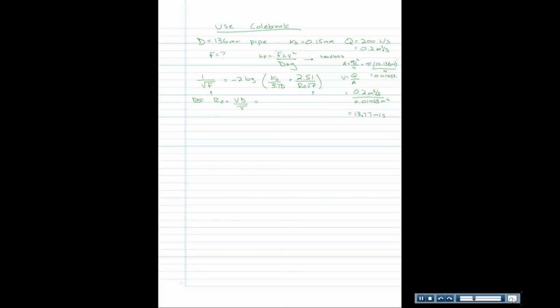The velocity is 13.77 meters per second. The water is moving along in that pipe. So we'll put that into the Reynolds number: 13.77 meters per second times the diameter of the pipe, 0.136 meters, divided by the kinematic viscosity of water. Here we're told on screen that the kinematic viscosity of water is 1 times 10 to the minus 6th meters squared per second at standard 20 degrees Celsius. The Reynolds number that we'll end up with is 1.8 million.